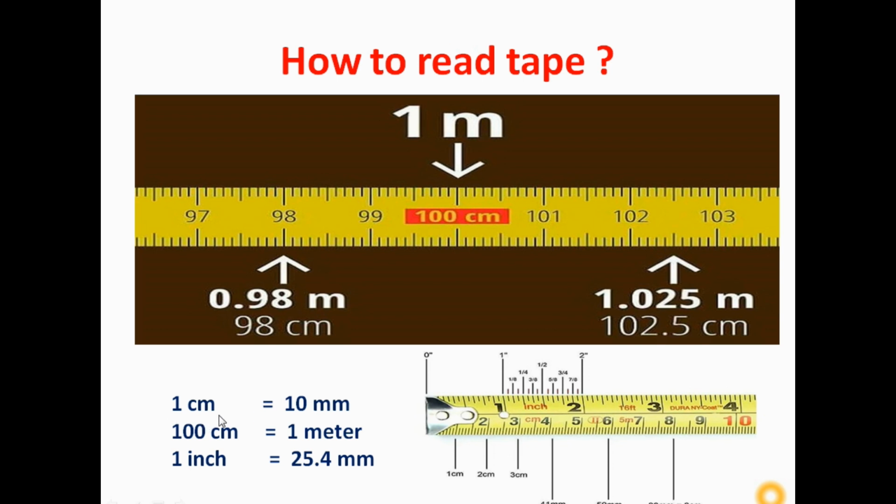Now we will see some equations. 1 centimeter is equal to 10 millimeter or 10 mm, and 100 centimeter is equal to 1 meter, and in 1 inch there is 25.4 mm. Okay, so this is the equation between inch and millimeter.